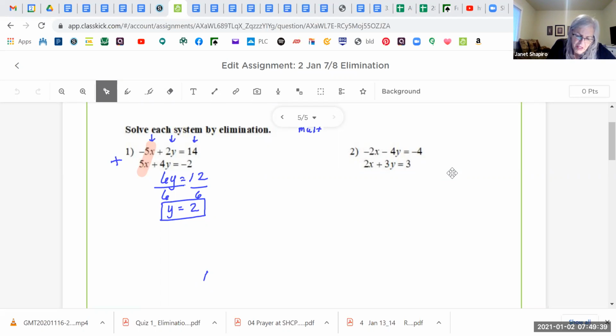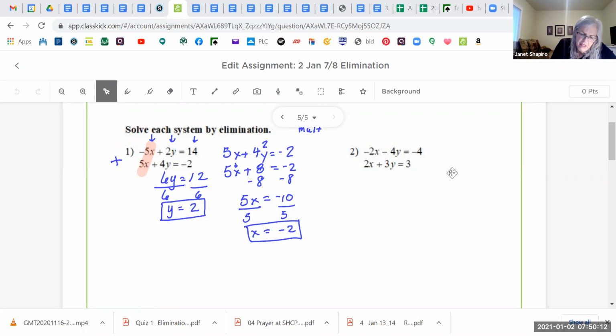I take either equation. I'll use the second one. Doesn't matter. I'll get the same answer either way. But if y is 2, that would be 5x plus 8 equals -2. Now I'm solving for x, so I want to eliminate the 8. So I have 5x equals -10, divide by 5, and x is -2. What that means is, if I graph these two lines, they would intersect at this point. This is the one point they have in common. Right. Next one.